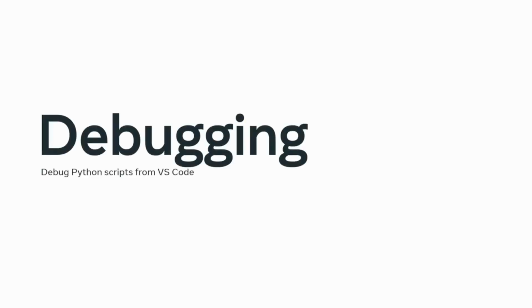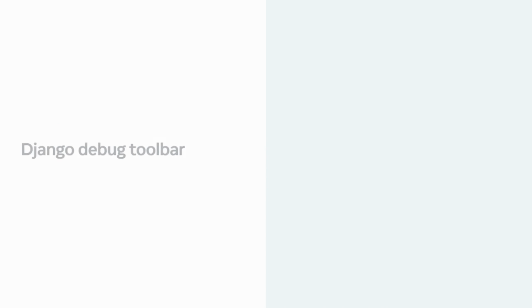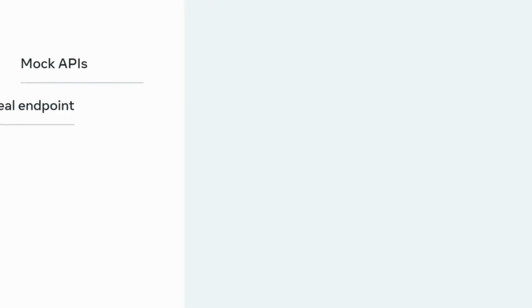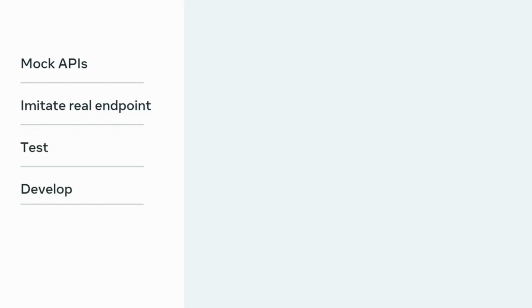And that's why you learned how to debug Python scripts from VS Code using the built-in debugging tools. You also learned how to integrate the Django debugging toolbar in your project to debug your APIs. You learned that API mocking is a great way to imitate a real API endpoint. These mock APIs are used to test and develop applications because they provide you with a similar response you'd get from a real API endpoint.